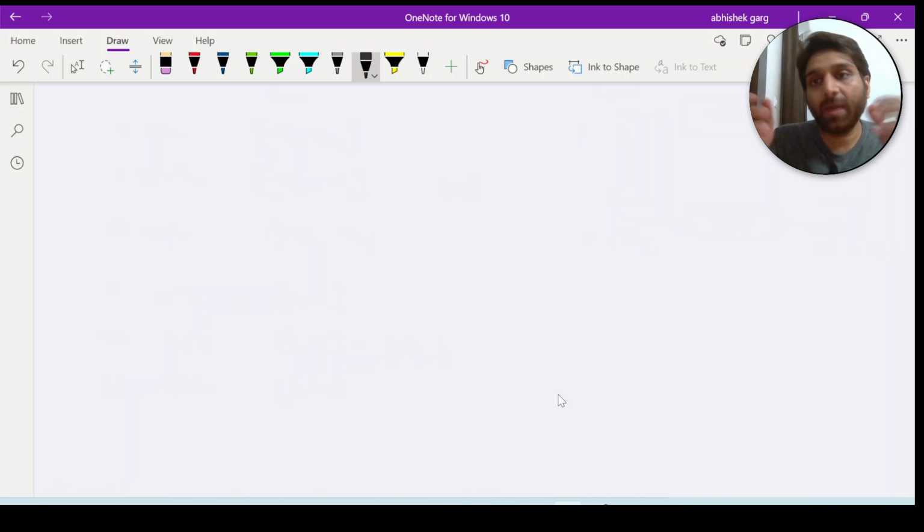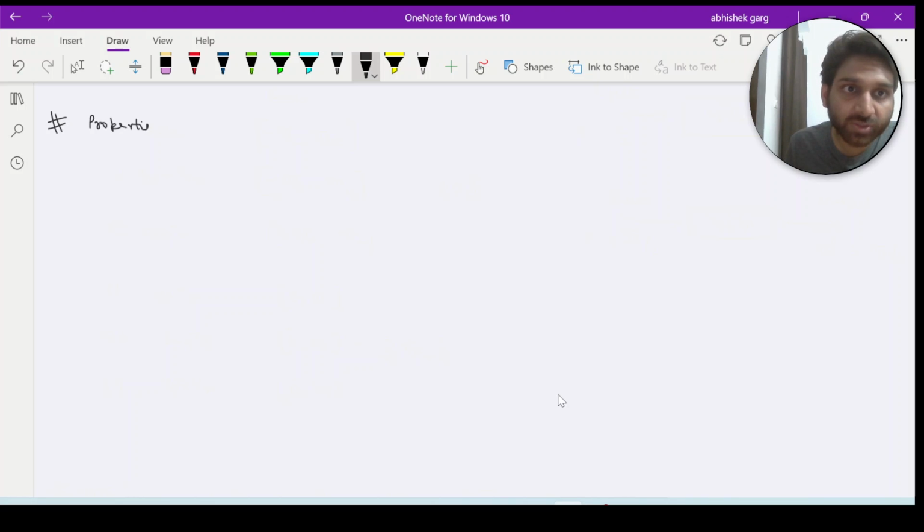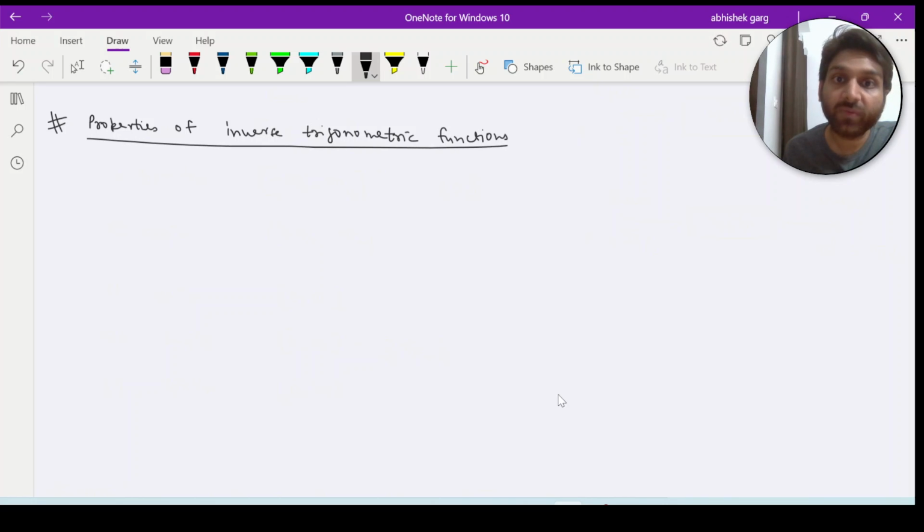And now, I'm assuming that you've already watched the first two videos and you are aware of the range of those six inverse trigonometric functions. Alright, now we will look at some of the important properties of inverse trigonometric functions. So please write the properties of inverse trigonometric functions. These are very simple properties. In order to remember these properties, we must know the range of these functions.